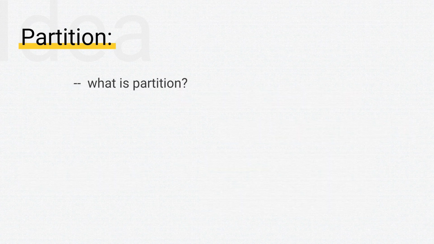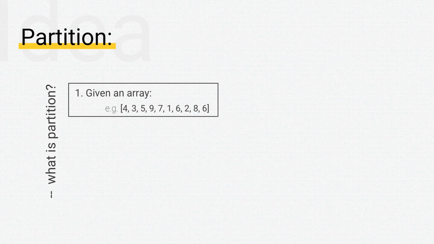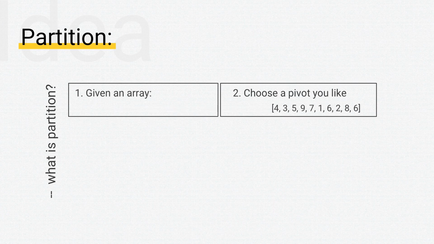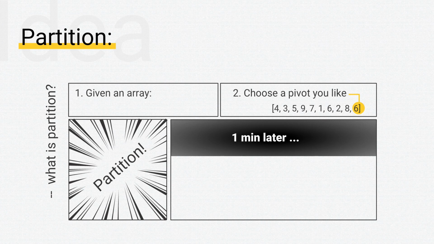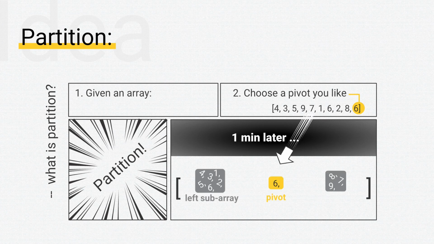Then what is partition? Let's understand it with this little comic. Here's an array, and then we choose an element randomly. We choose the last element, 6, as our pivot. Note that it's not a real pivot yet. Now we apply our secret weapon, partition. Then all of a sudden, the array is rearranged. And the result is that all the elements to the left of the pivot are smaller or equal to it, while all the numbers to the right of the pivot are larger than it.